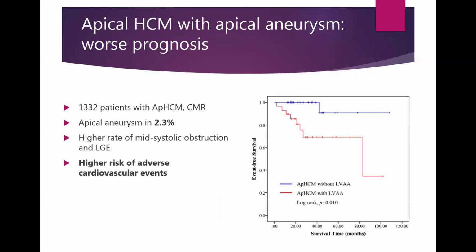Apical aneurysm is not so common. The rate amongst 1,332 patients is 2.3%. But these patients have a higher rate of mid-systolic obstruction and late gadolinium enhancement. And also, which is very important, they have a higher risk of adverse cardiovascular events.